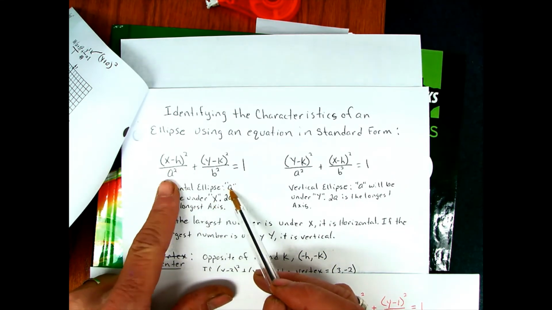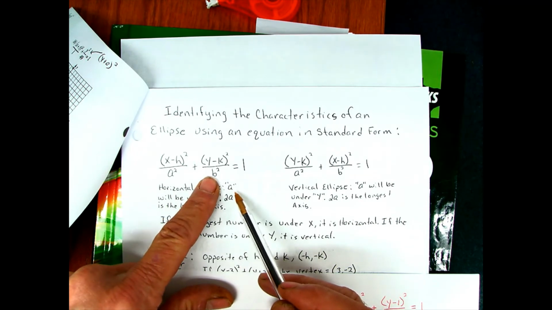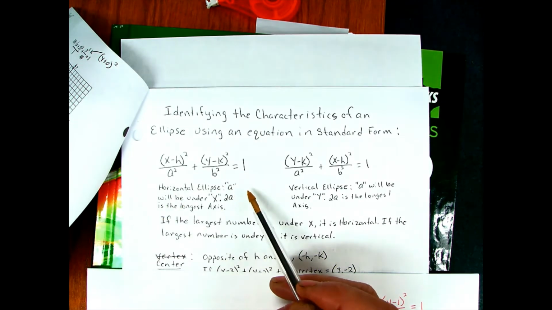This is the square root of that number. That was 49. That makes a 9. That was 9. So b equals 3.